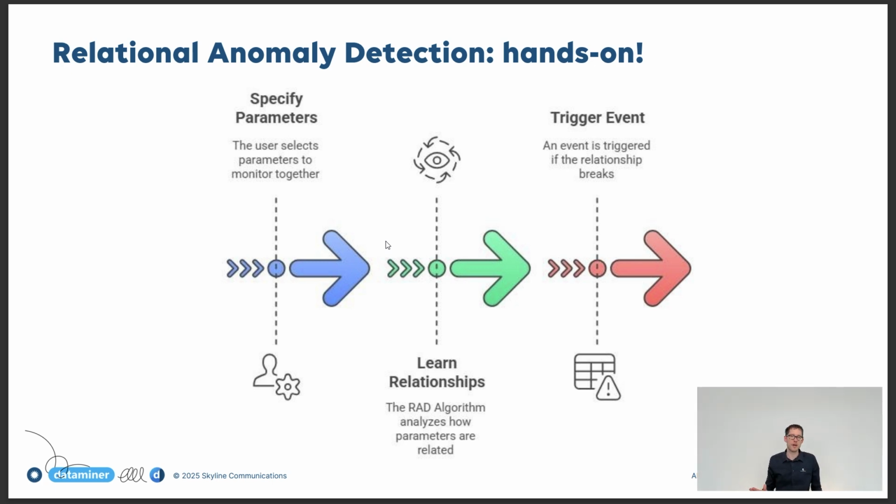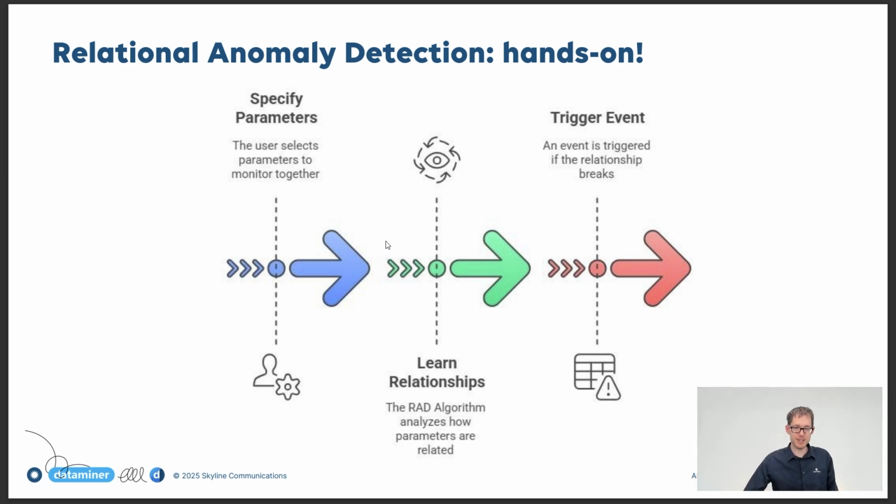But you don't need to worry about that. The only thing you need to do is tell DataMiner, look, monitor these parameters together. DataMiner then is going to look for the relations between these parameters. It's going to learn the relation, and then it's going to start monitoring the parameters in real time. And if it detects that at a certain moment in time, the relation between the parameters is broken, then it's going to warn you, and it's going to send you an event in the console.